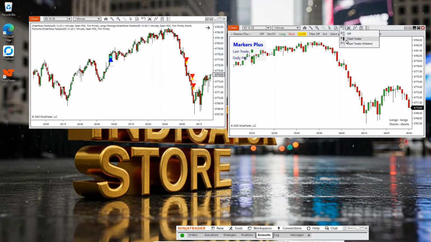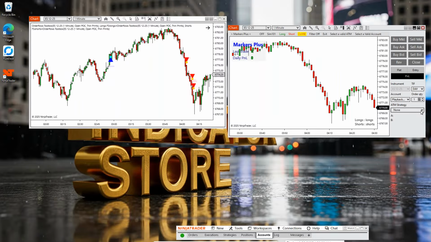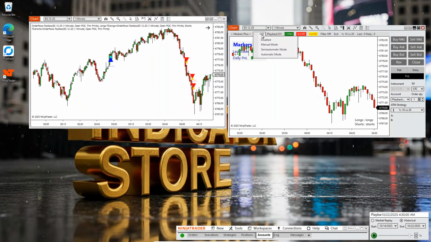Now you need to select an ATM, your preferred ATM, click on the ATM button, select an account. You can see that it is not valid because the SIM account is not present on this feed. I am connected to playback, okay? So click on the account, and now it is ready. It is ready to execute all the longs, all the shorts in fully automatic mode. Fully automatic means all the signals are executed.